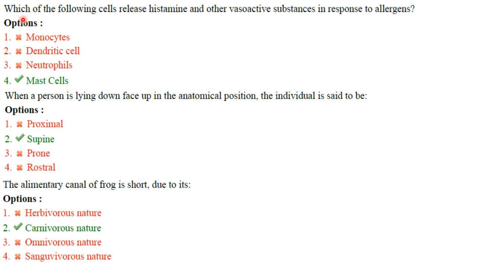Next one. Which of the following cells release histamine and other vasoactive substances in response to allergens? It is your mast cells that release histamine. Next one. When a person is lying face up in the anatomical position, the individual is said to be supine. If prone, then he or she is lying face down. Next one. The alimentary canal of a frog is short due to its carnivorous nature.